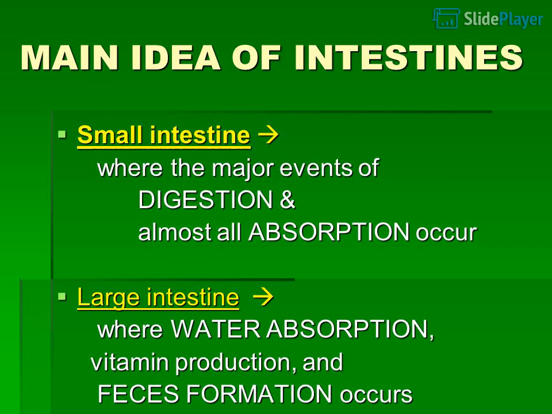Main idea of intestines. Small intestine, where the major events of digestion and almost all absorption occur. Large intestine, where water absorption, vitamin production, and feces formation occurs.